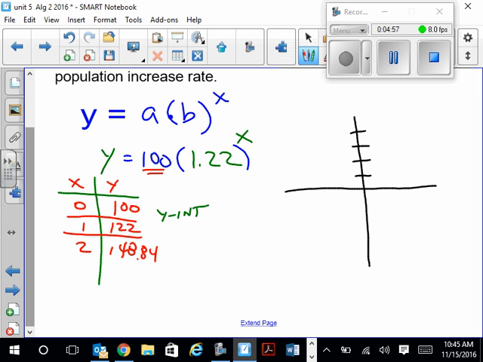Put 4 marks on your graph. 1, 2, 3, 4. Oh, we have to draw that? Yeah, they didn't put a graph for you this time. We'll do another one where they already have a graph for you. So draw a quick little graph.